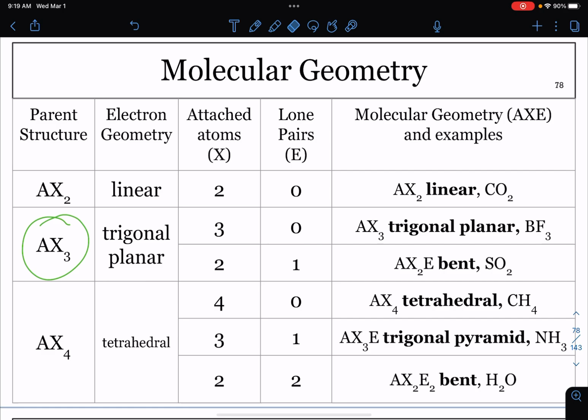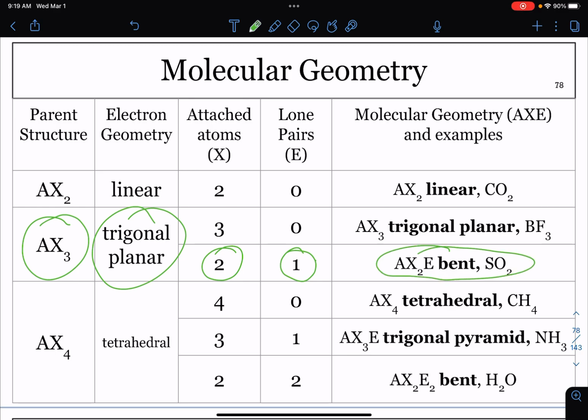But if one of those attached atoms is replaced with a lone pair, so we only have 2 attached atoms and 1 lone pair on the central atom, we call this bent, and I'll show you the structure in a moment, and our example is SO2. So you see the symbol is AX2E because we have 2 attached atoms, and the little subscript 1 is implied, but that E comes from only one lone pair on the central atom.